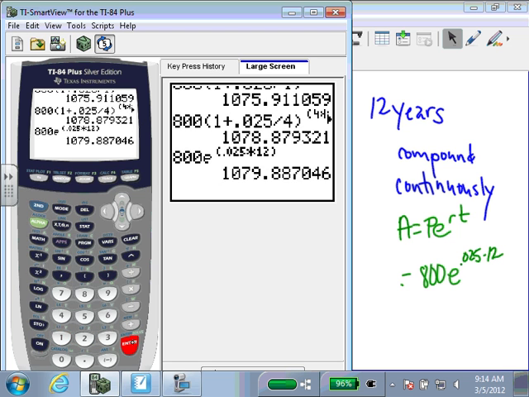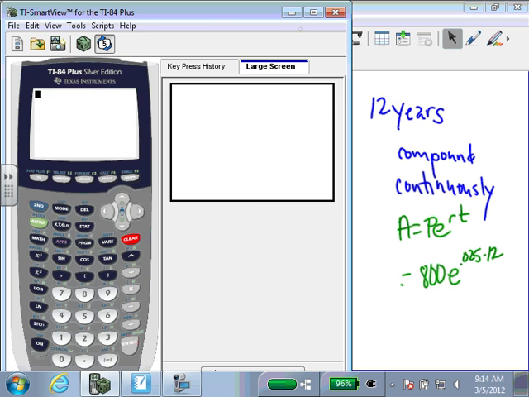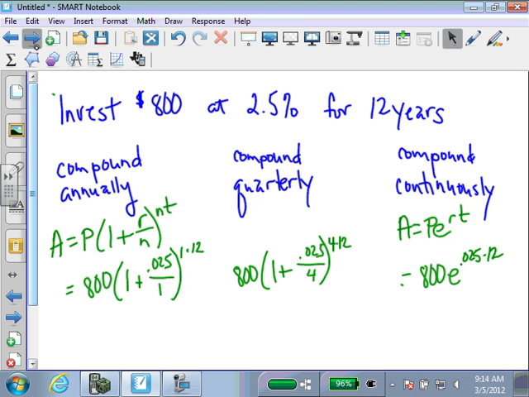Okay, so that's the most money I can make if I compound my $800 continuously. So in 12 years, I could make $1,079.89. So not big jumps, but you do make more money if you can compound more frequently. Okay, let's try something else.